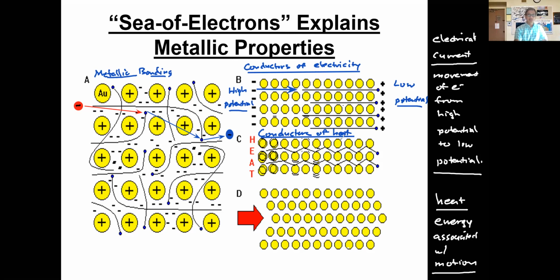Let me do this here. So this first one is referring to conducting electricity. Let's take a look at why metals are good at conducting heat.